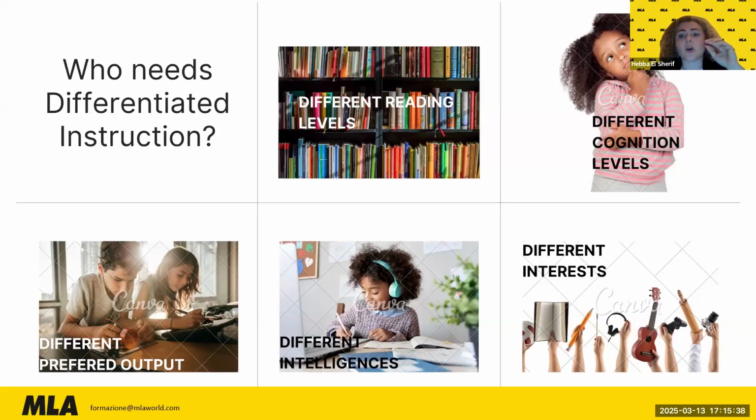You can have different cognition levels. Cognition is basically the understanding. You can have kids with different preferred output. So sometimes you'll have a child who has dyslexia or a child who has ADHD who struggles to read or write. And so if you ask them to showcase their information that they know or to showcase their learning by writing, then you won't actually see the true level of where they're at or what they know. I'll talk more about that in detail in a bit. You have different intelligences and different interests.